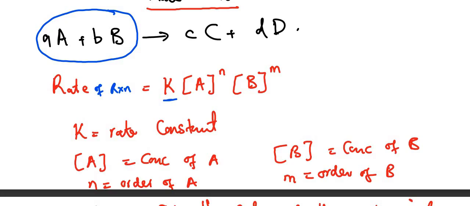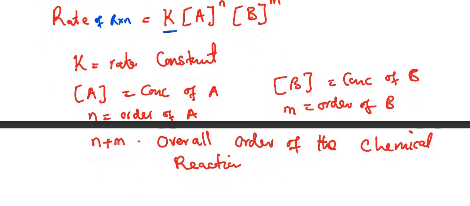And when you add the orders like this, when you add the n and the m, they will give you the overall order of the reaction. So we can say this is a zero order, or a first order, or second order, third order reaction. So the order will tell us the impact of the changes that we'll make in the concentration on the rate of the reaction.